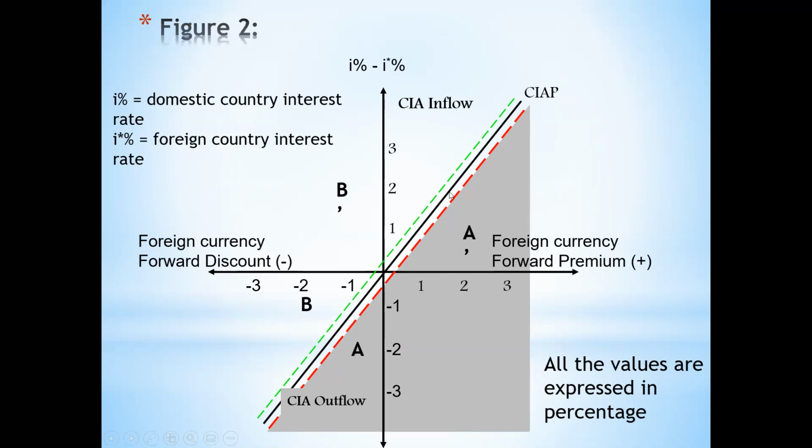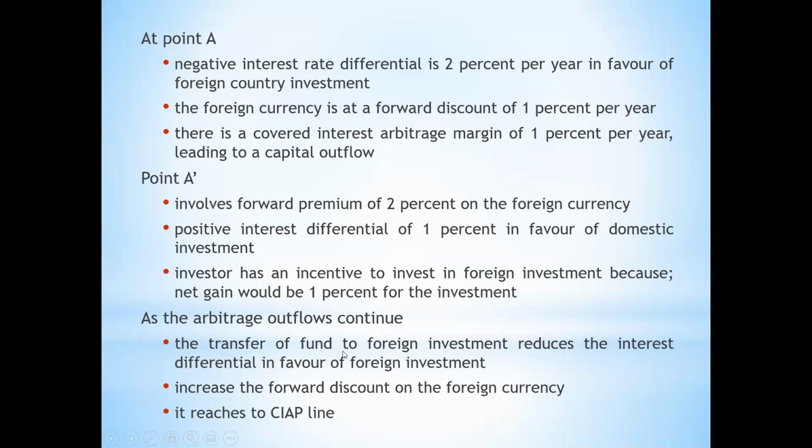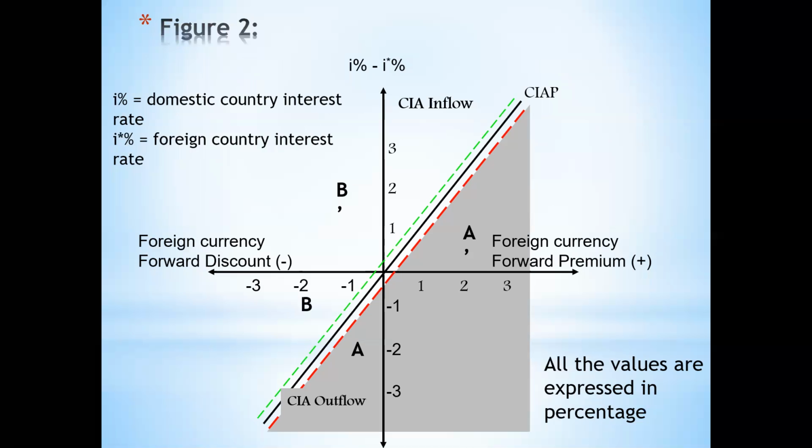Right? So this CIAP line indicates that there is no interest arbitrage profit or loss. Now, as a result of investing in foreign denominations with the high foreign interest rate, it reduces the interest rate difference of the foreign country, as well as increases the forward discount on the foreign currency. Then it reaches the CIAP line.